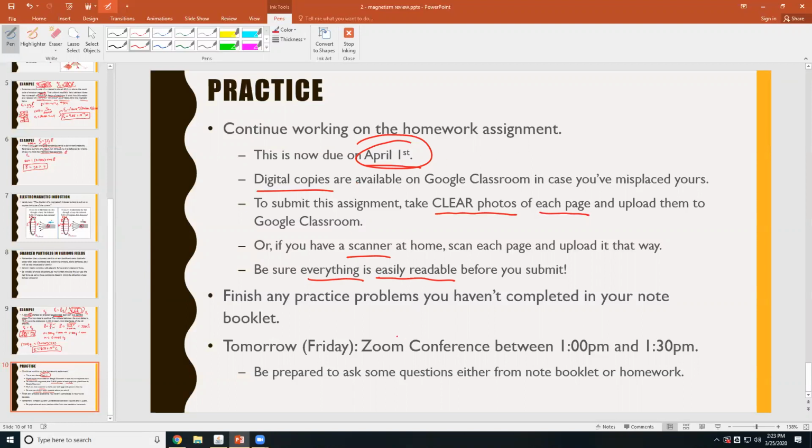If you don't want to work on your homework assignment, or if you're already done, make sure you finish any of the practice problems that you haven't completed in your notebooklet already. There is a digital copy of the notebooklet posted on Google Classroom as well.